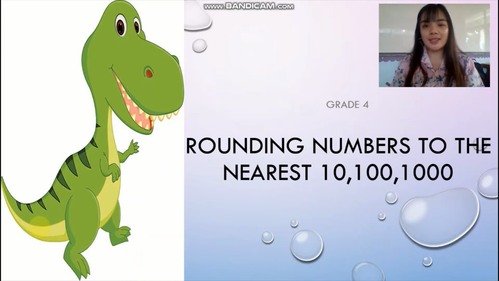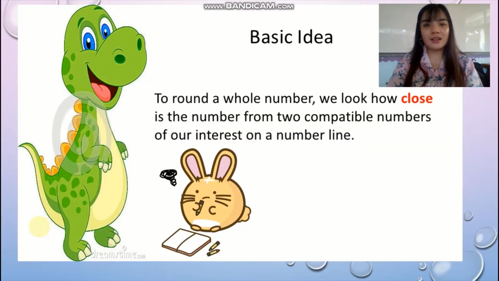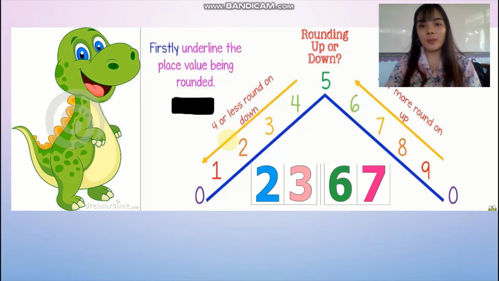For today's lesson is all about rounding numbers to the nearest 10, 100 and 1000. This is the basic idea. To round a whole number, we look at how close the number is to two compatible numbers of our interest on a number line. So this is our number line. You can see that 5 is our middle number. So we're going to look at our two compatible numbers to see if we're going to round it off to the lowest possible value or round it off to the highest possible value.